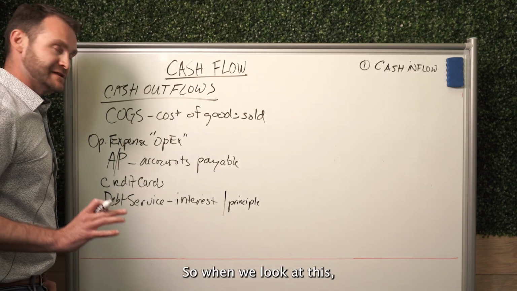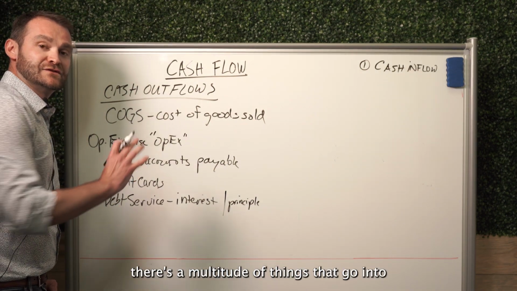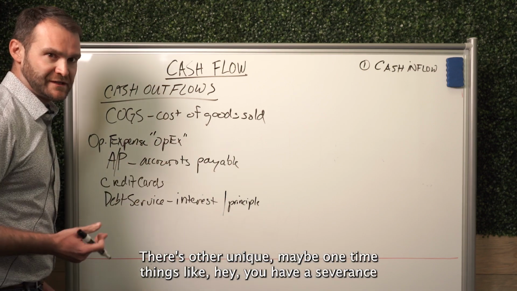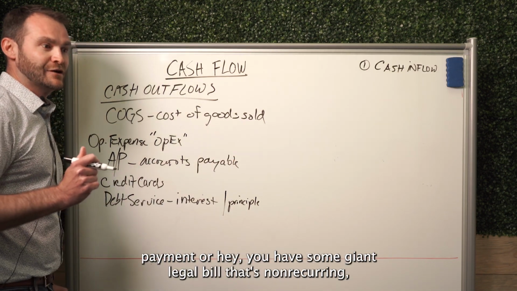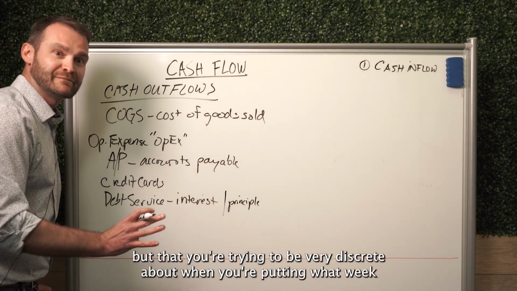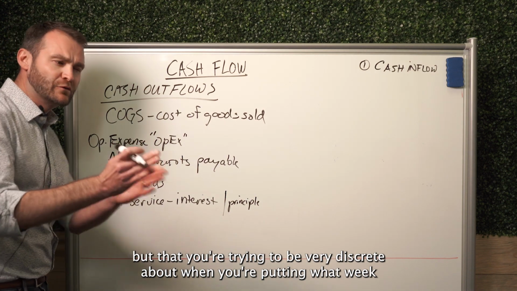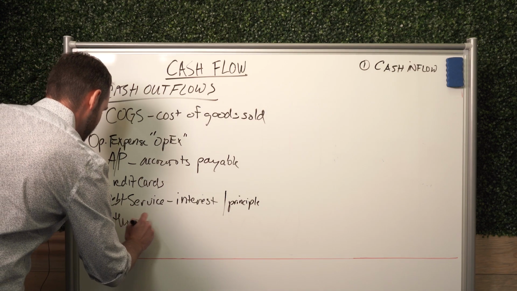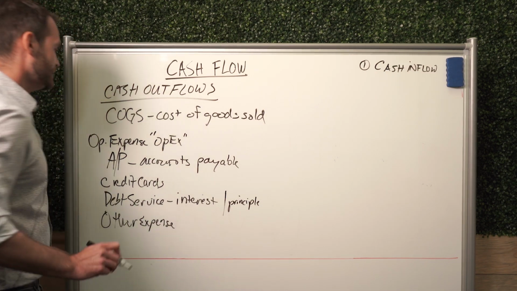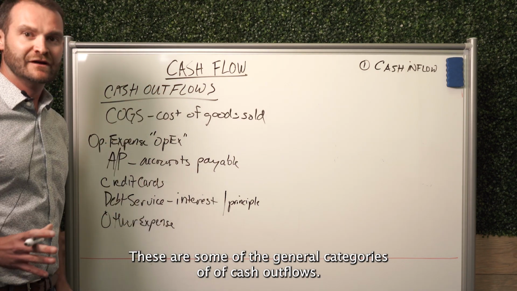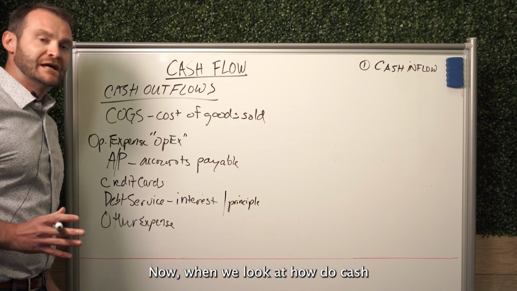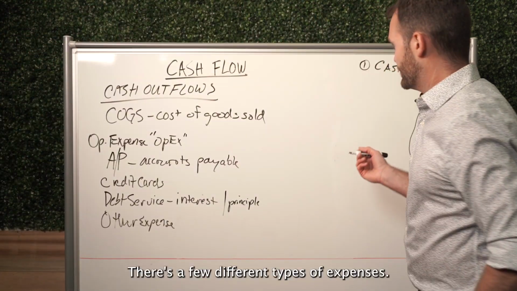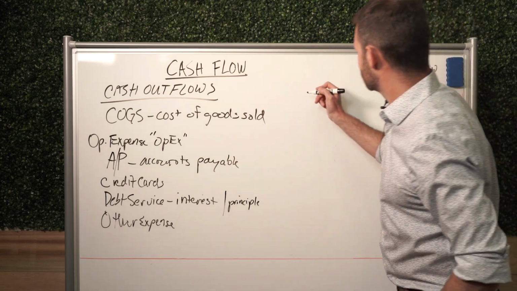So when we look at this, there's a multitude of things that go into cash outflows. There's other unique, maybe one-time things like, hey, you have a severance payment, or you have some giant legal bill that's non-recurring, but that you're trying to be very discreet about what week it's going to hit. So you can have an other expense area. These are some of the general categories of cash outflows. Now, when we look at how cash outflows move and why they're moving, there's a few different types of expenses.